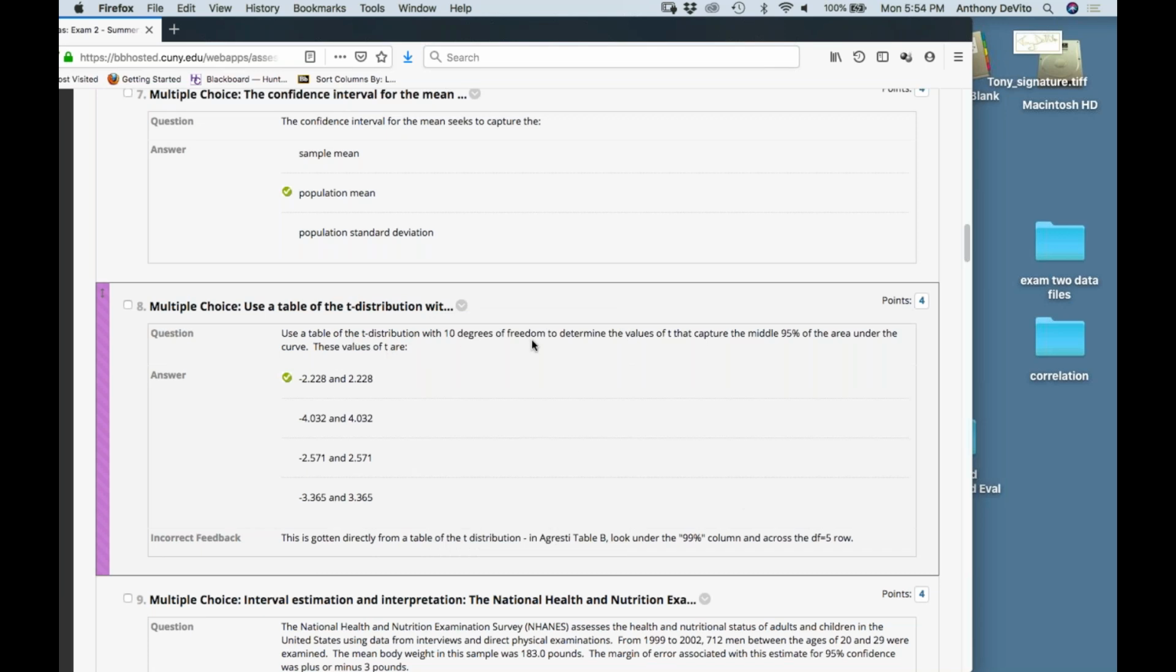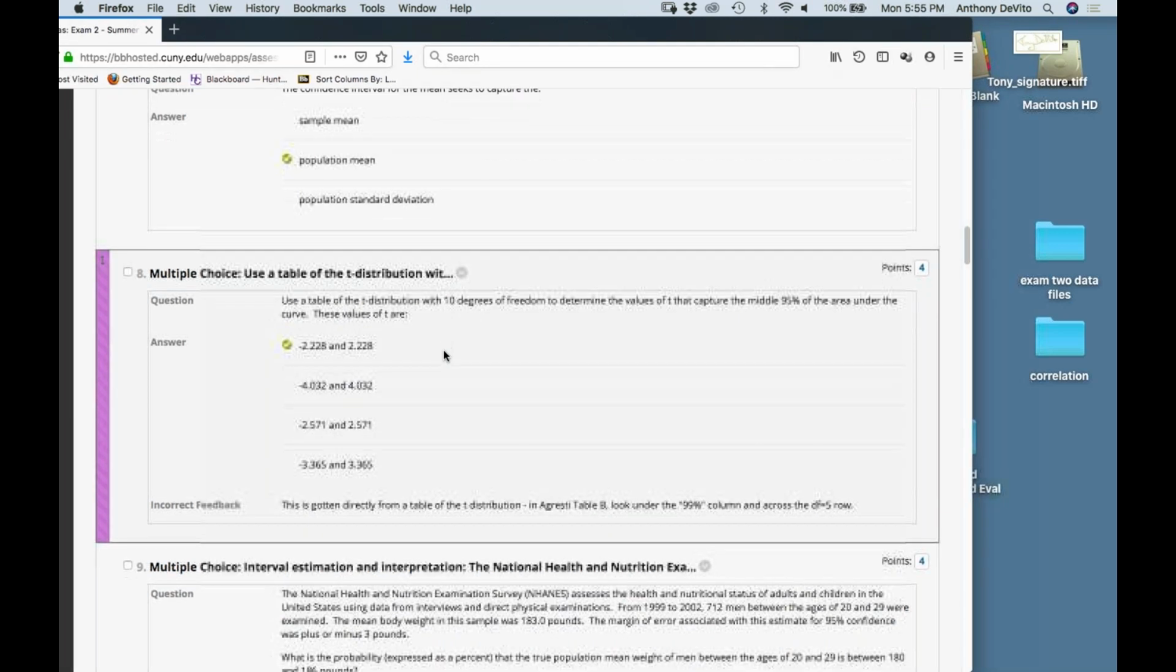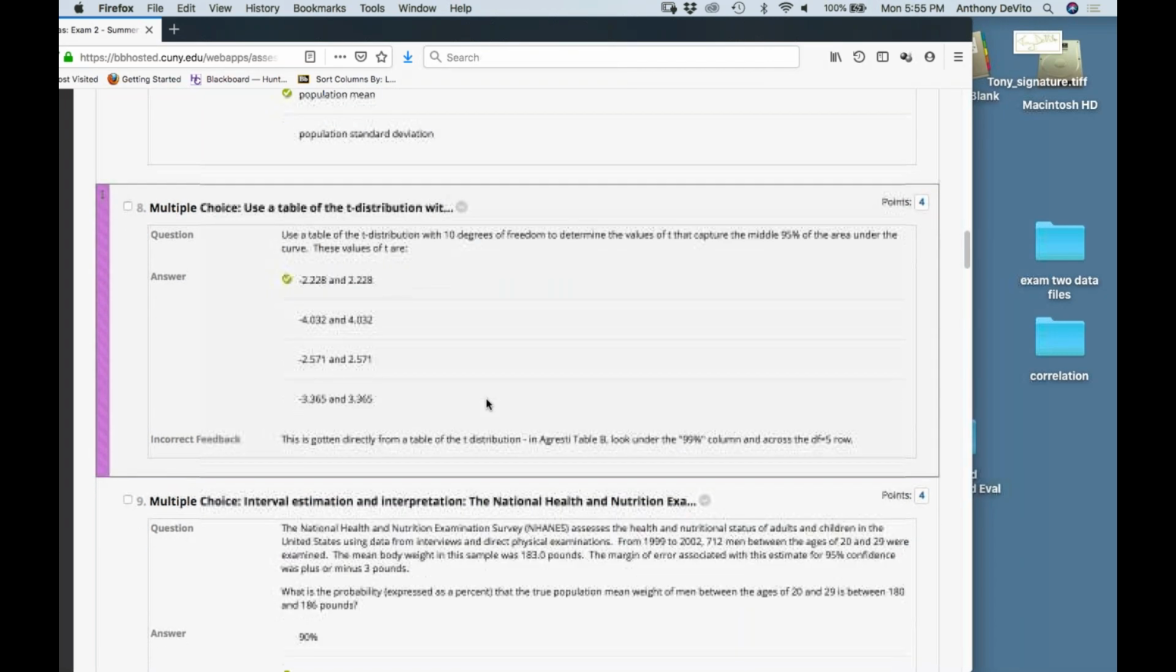Using a table of the t-distribution with 10 degrees of freedom, and that would be a sample size of 11, right? To determine the values of t that capture the middle 95% of the area under the curve, you would go to the t-distribution table and look up the values for t that represent 95%. With a small sample size like that, these numbers are going to be bigger than 1.96. In fact, in this case, they are negative 2.228 and positive 2.228. Either way, could be negative or positive. It's really the magnitude that's important there. These are way too big. They're a little bit too big, and these are too big as well.